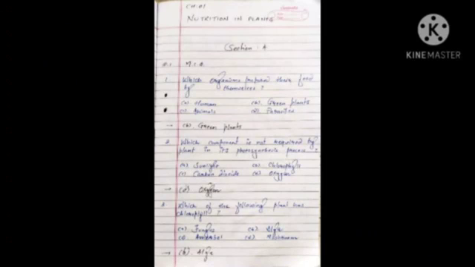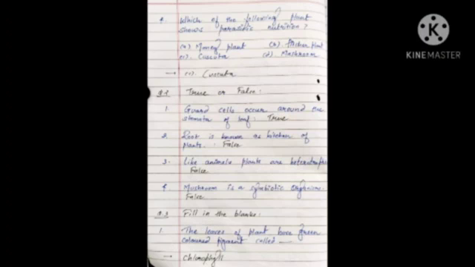Which organisms prepare their food by themselves, and the answer is green plants. Second one is which component is not required by the plant in its photosynthesis process, and the answer is oxygen. Third one is which of the following plants has chlorophyll, and the answer is algae. Fourth one is which of the following plants shows parasitic nutrition, and the answer is Cuscuta.